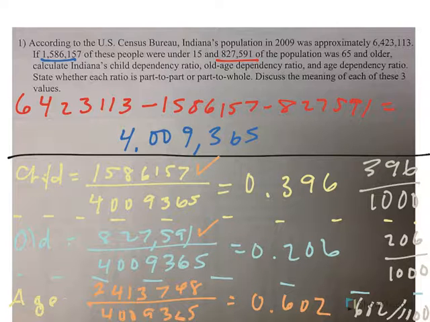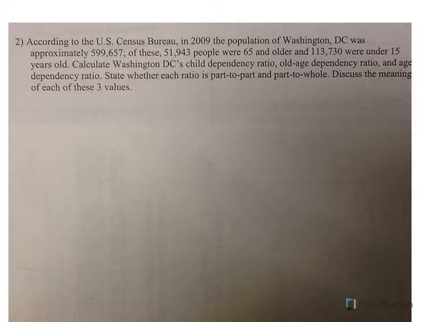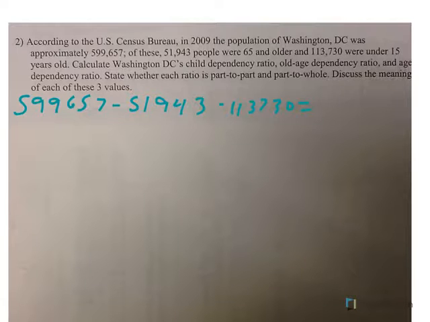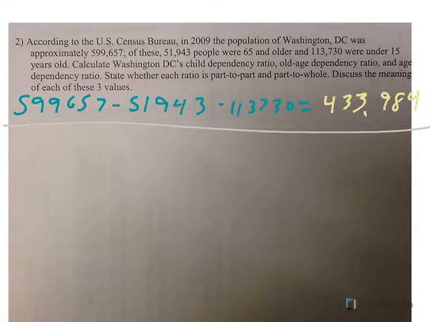All right, the next problem is very similar. We get the total population of DC, and then we know that just under 52,000 were old, 113,000 some were young, and we want to find the values. Well, again, you're going to have to take the total, subtract the old people, subtract the young people, and get a working population of 433,984. And now we can find our different ratios.